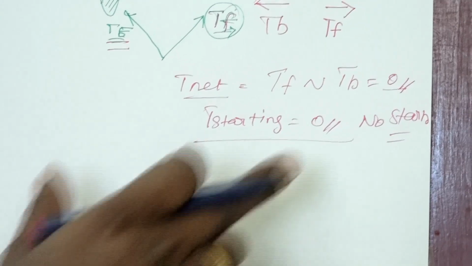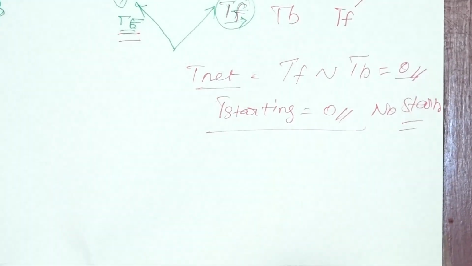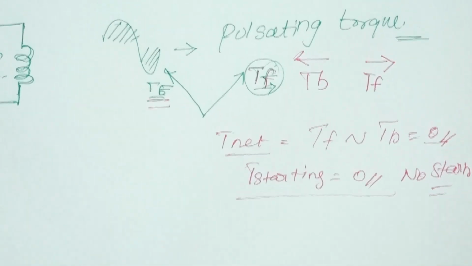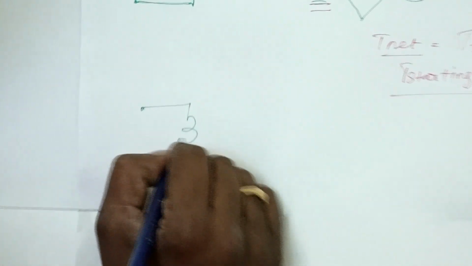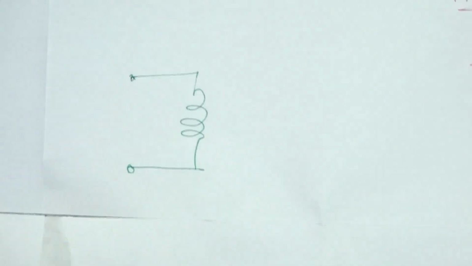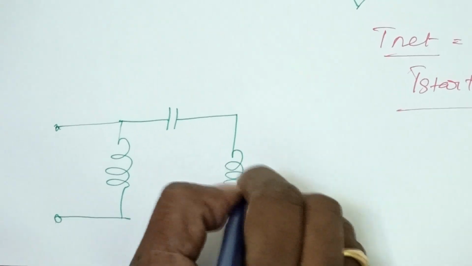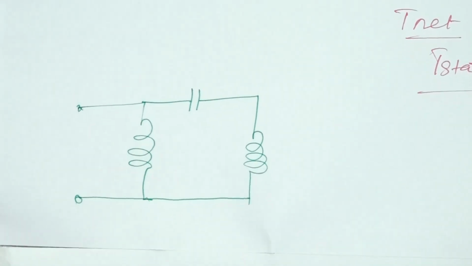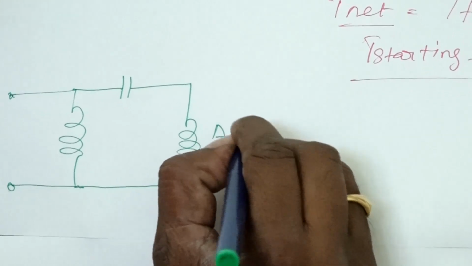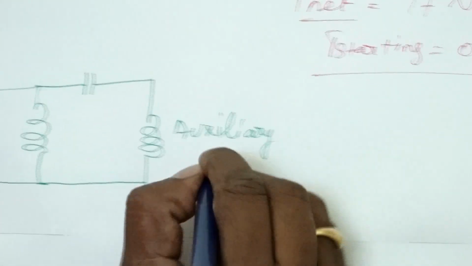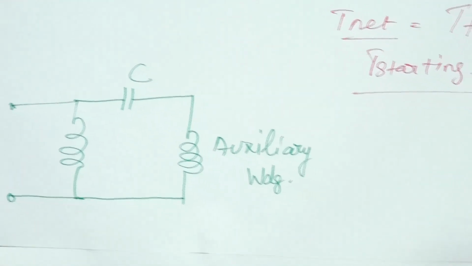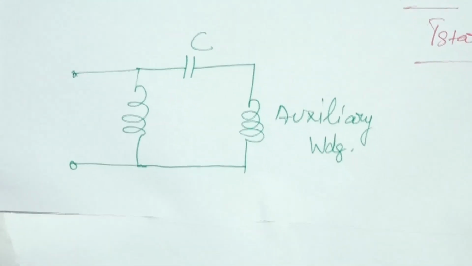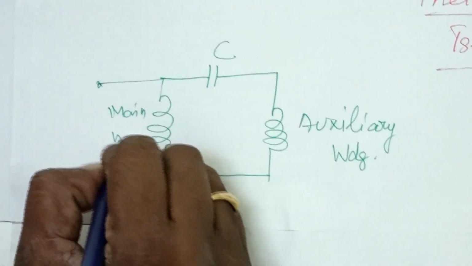So to attain this starting torque, we are going to make some modification in the single phase induction motor. This is the same single phase induction motor with the main winding, and now I am going to connect one more winding with a capacitor. This other winding is called the auxiliary winding, with a capacitor connected in series with the auxiliary winding and parallel with the main winding. This is our main winding.